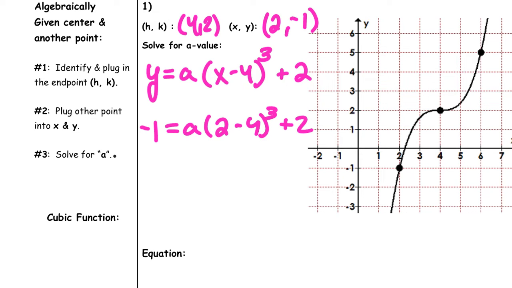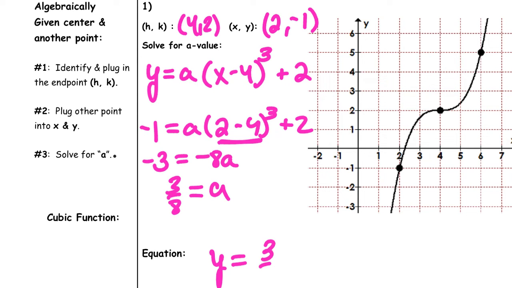Well, whoever wants to answer. Add 2. Subtract 2. Yeah. And then what's going to happen right here? 2 minus 4 is what? -2. -2 cubed? -8. -8a. Notice I didn't do a cube root. That's what we were doing in the test. There was like a squared, and we'd square root it. Now we just work it out. And then we get a equals what? 3/8. So the equation is y equals 3/8 times x minus 4 cubed plus 2.